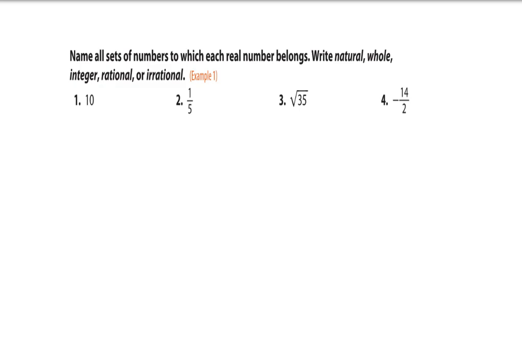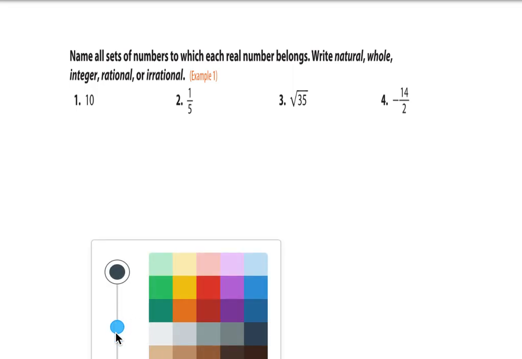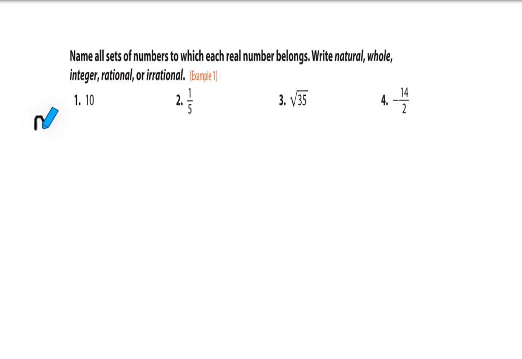At identifying each of these as either natural, whole, integer, rational, or irrational. For the first example, you have the number 10. Now, looking at our definition from the notes, you know that 10 is natural. I'm going to put N for natural, because I don't have room to write all of this.